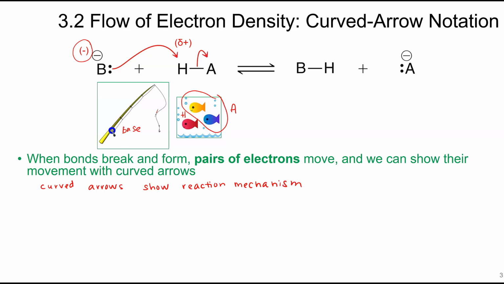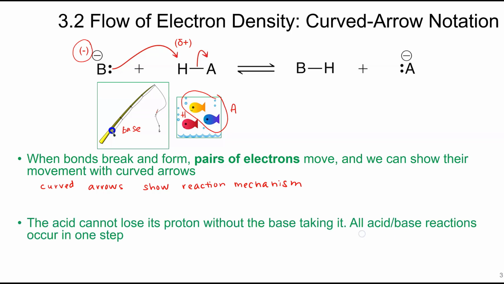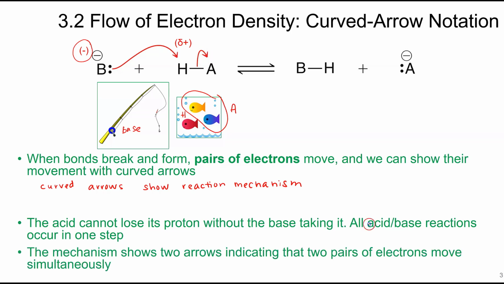Learning to draw these mechanisms with the arrows and pushing those electrons around is going to be one of the most valuable skills in this class. If you can master that and have a good understanding of the mechanism arrows, it will get you very far in this class and you won't have to memorize as much. The acid can't lose its proton without the base taking it, and all acid-base reactions happen in one step. The mechanism shows two arrows indicating that two pairs of electrons move simultaneously. So this double arrowhead here is telling us that there are two electrons moving at one time.